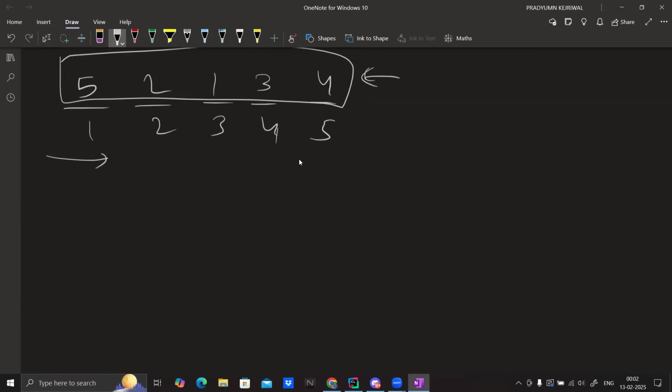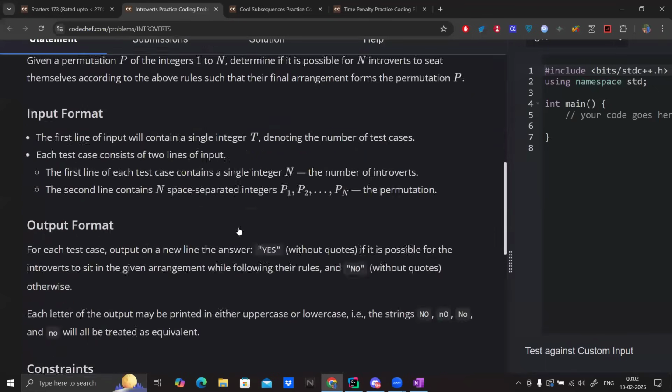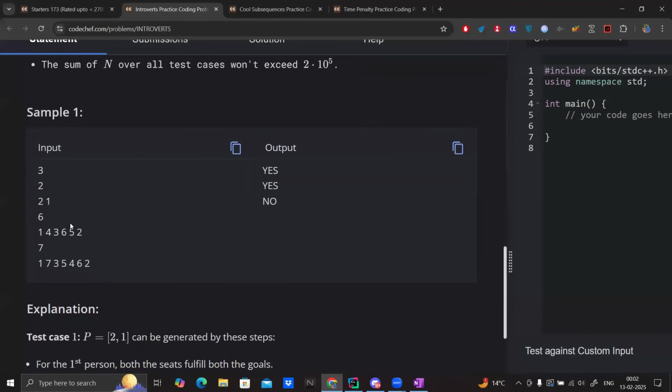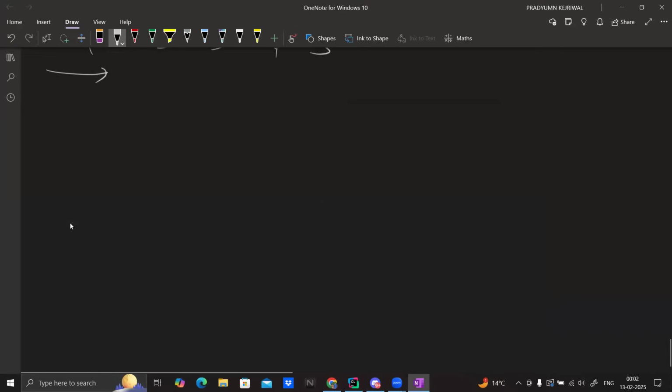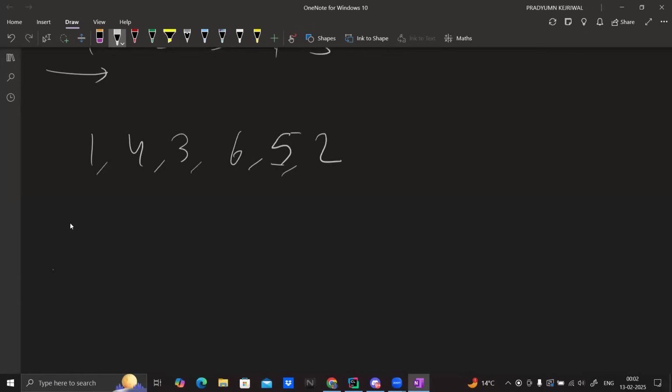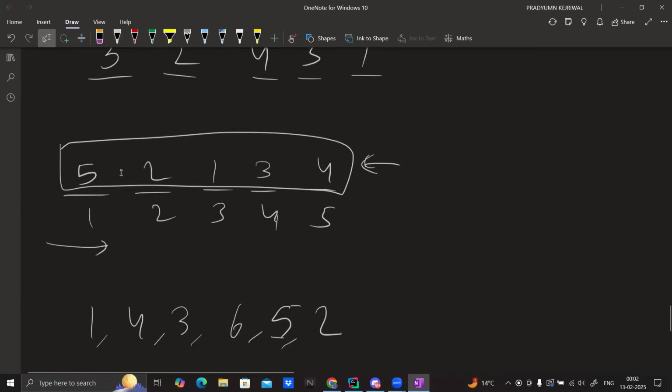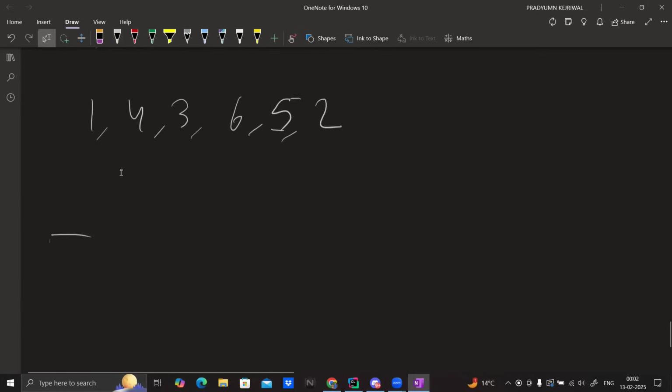Like let's say for example, the sample is 143652. In this case, what I actually did was first create the inverse array. This thing is called the inverse array or inverse permutation. So I created the inverse permutation: 1 is at 1, 2 is at 6, 3 is at 3, 4 is at 2, 5 is at 5, and 6 is at 4.